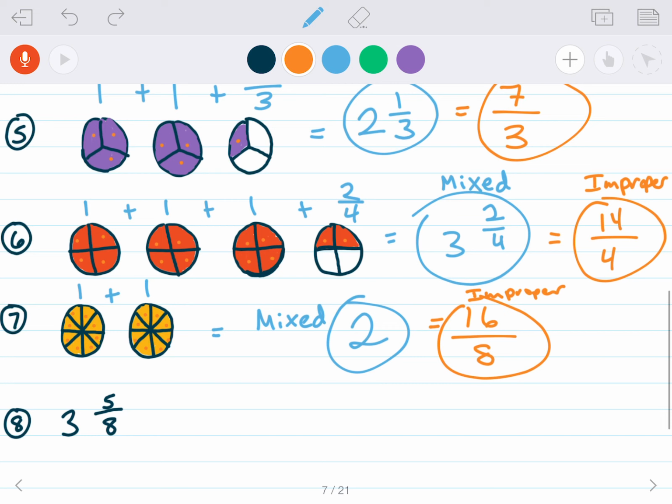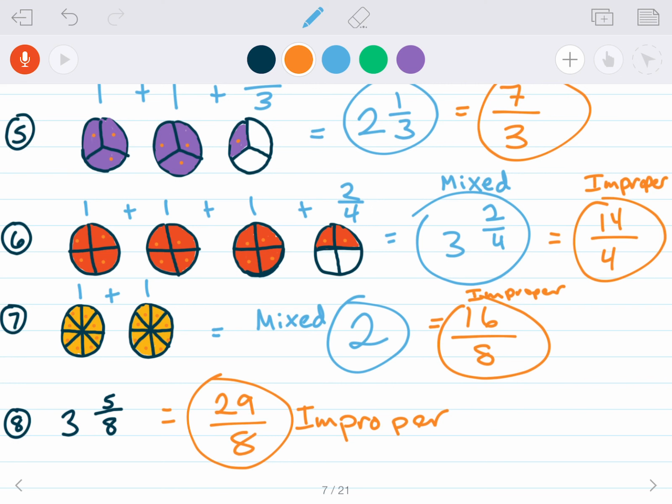All right, here we go again. We have 3 and 5/8. I'm just going to use the trick because it's faster. 3 times 8 is 24. 24 plus 5 is 29. So 29/8. This is my improper version, as I was given mixed. All right.